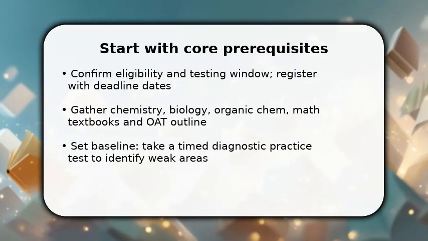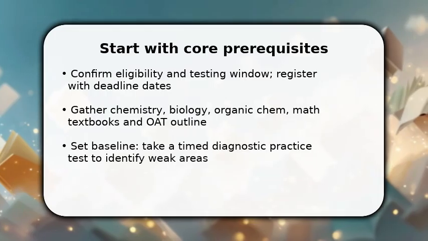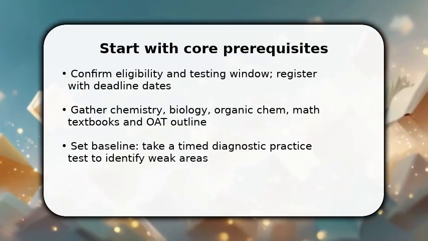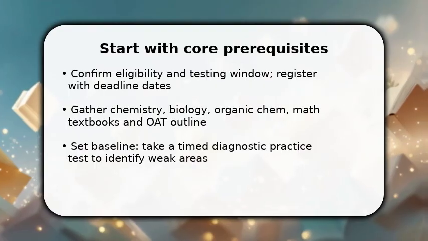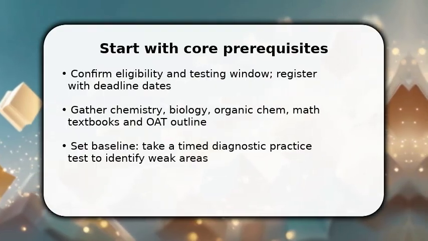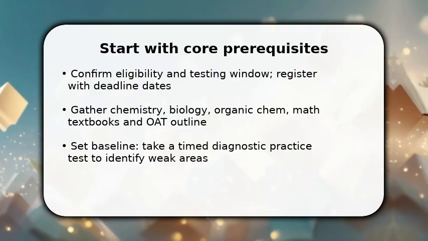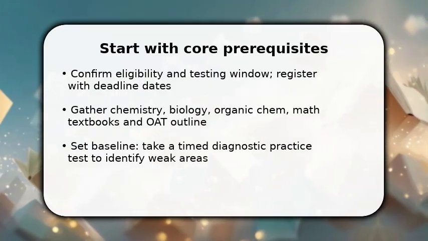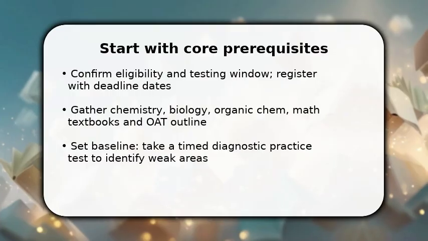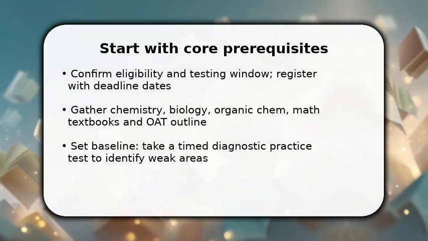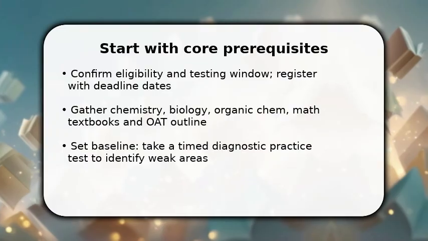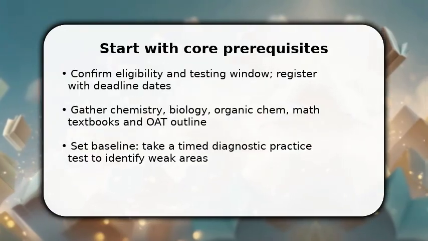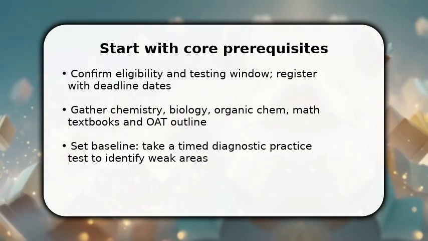You begin by confirming eligibility and registering so dates are fixed. This prevents wasted planning time. Next, collect textbooks and the OAT content outline so you know exact topics to cover. Then take a timed diagnostic practice test to see where you lose time and which sections need the most work. Once done, translate weaknesses into a prioritized list of chapters and skills.